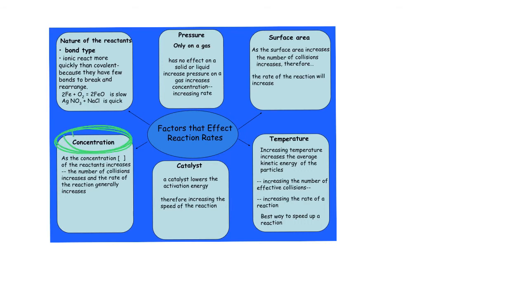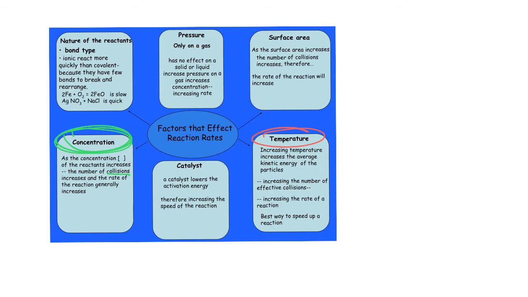Concentration, obviously, the more stuff you have in a given area will increase the number of collisions. Just because, let's say I have 5 people in a football stadium, the chances of them hitting each other are very small. But if I have 50,000 people in a football stadium, then you're going to have a better chance of bumping into somebody. I'm going to skip catalyst for a second. We'll come back to that one.